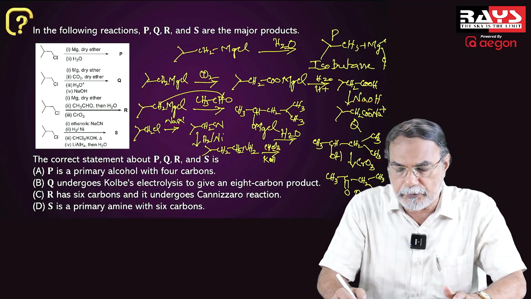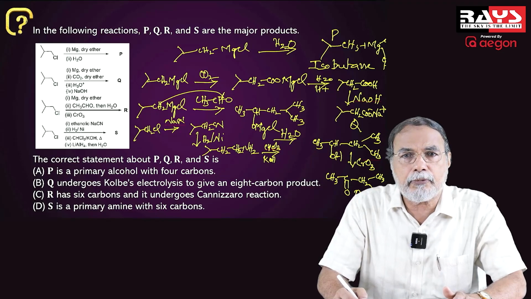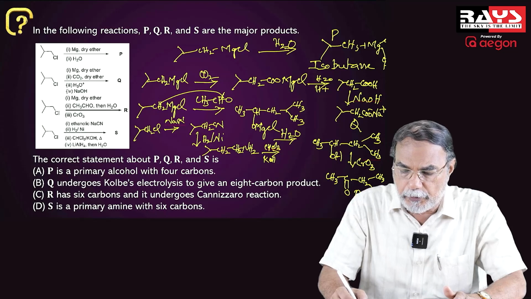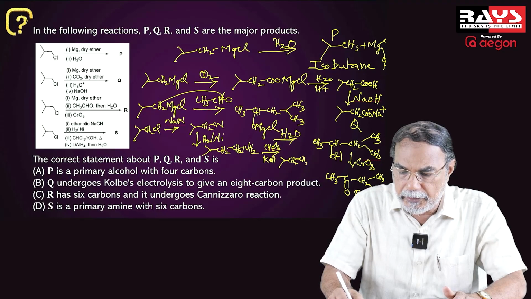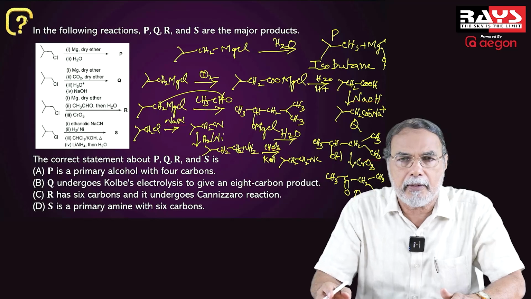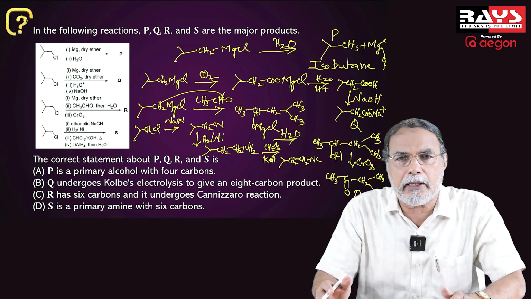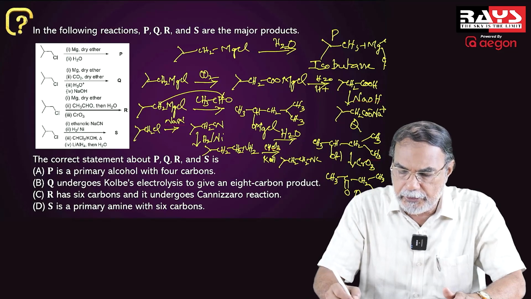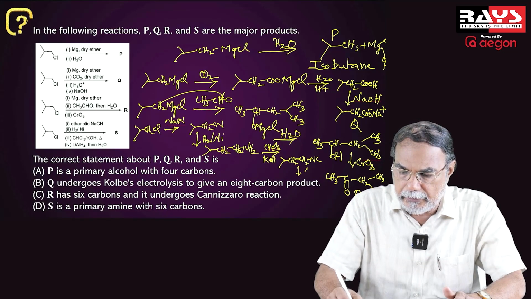The reaction of the primary amine with the chloroform and alkali gives a foul-smelling isocyanide compound that is used as the test for primary amine. So in this case, the product formed is CH2, CH2, NC. The isocyanide is the product formed. Isocyanide, also called carbylamine. And the last step of the reaction is the reduction of this compound by lithium aluminium hydride.